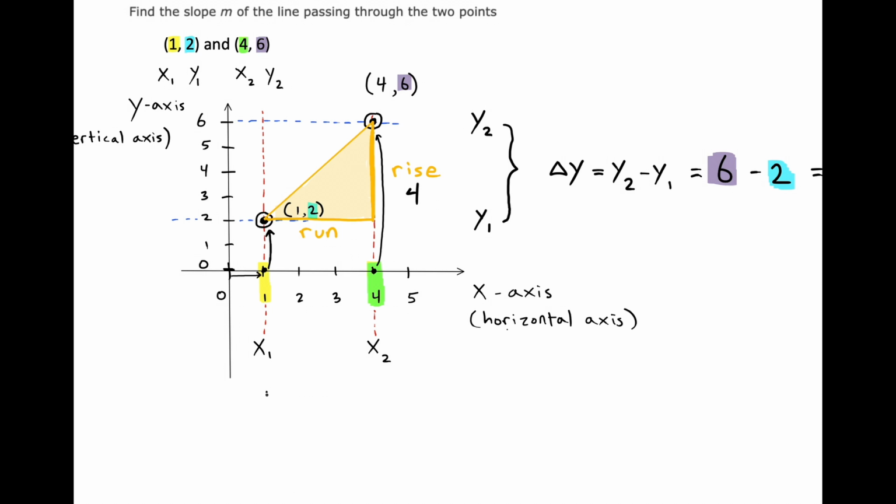Now we'll calculate the run. To get the run, we want to get a subtraction of x2 minus x1. So my x2 is the green, and my x1 is the yellow. So we want to subtract 4 minus 1.